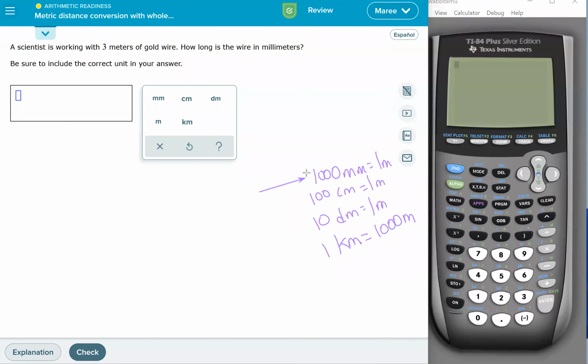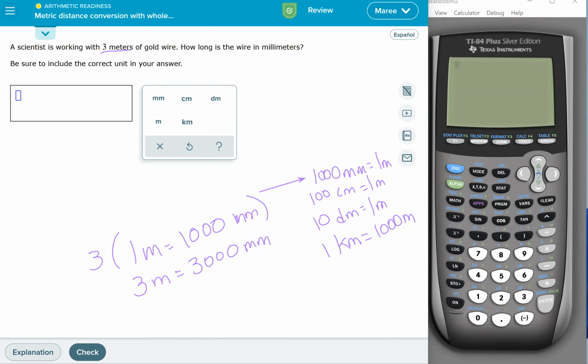So I'm going to go ahead and say that each meter is 1,000 millimeters. We have 3 meters. See that in the problem? It says 3 meters of gold wire. So we are multiplying. Basically, we're taking this fact, this equation, and we're just going to multiply it by 3. So 3 times 1 is 3 meters, and 3 times 1,000 is 3,000 millimeters.